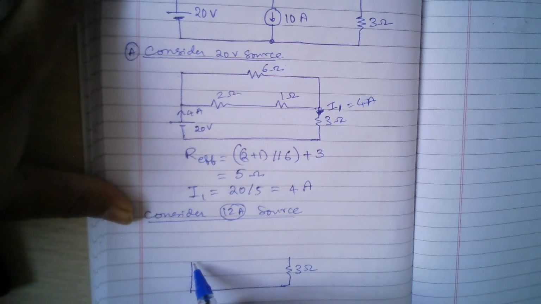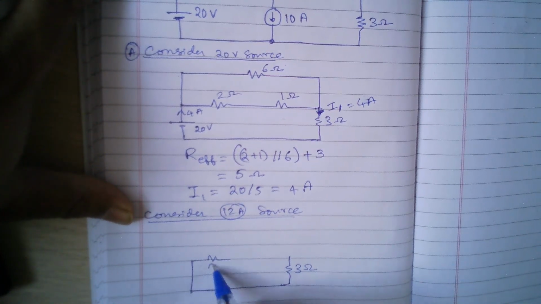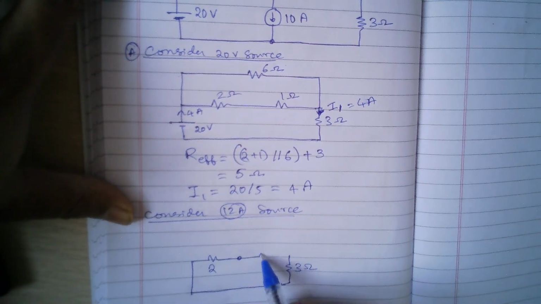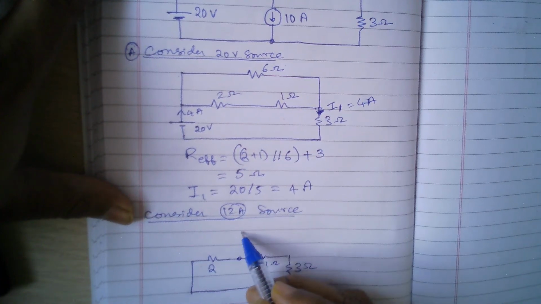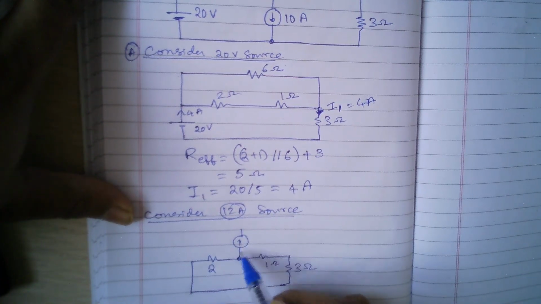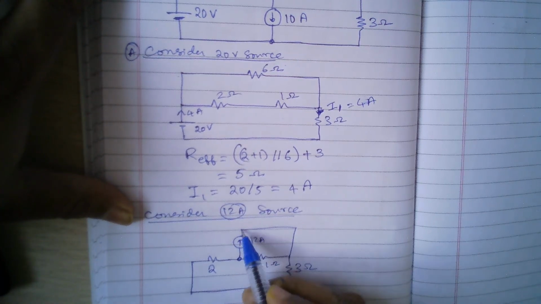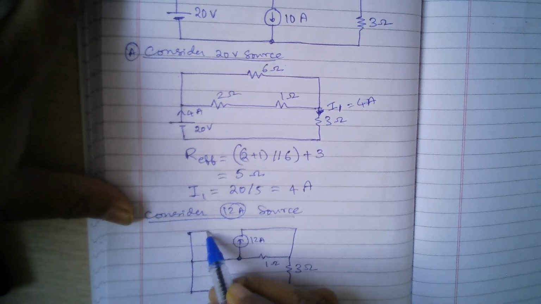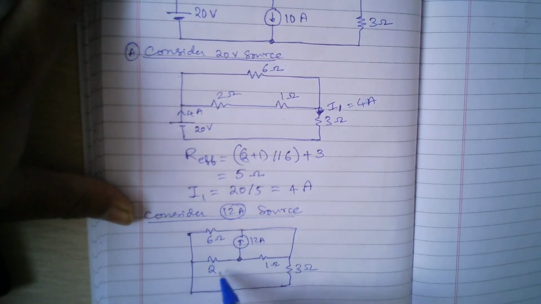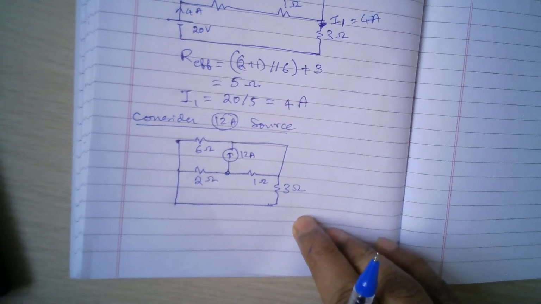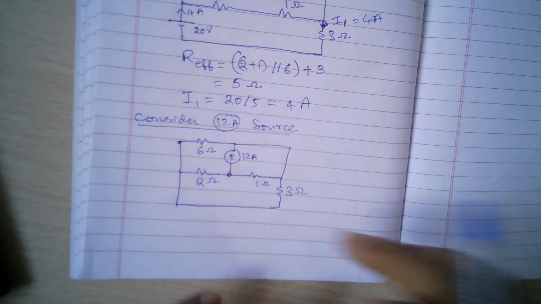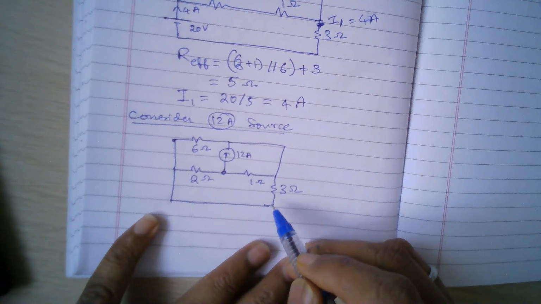Then I have a 2 ohm resistance and a 1 ohm resistance. And then I have a 12 ampere source, and then this is short circuited, and here I have a 6 ohm resistor. Okay, so now we need to analyze this circuit. So let's reorganize this a little bit.